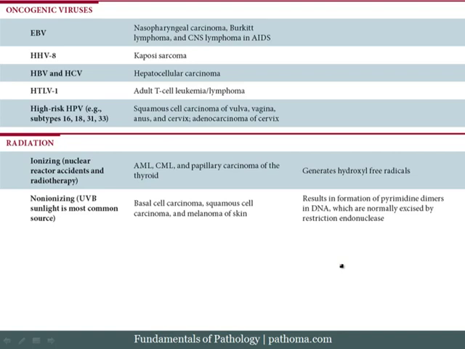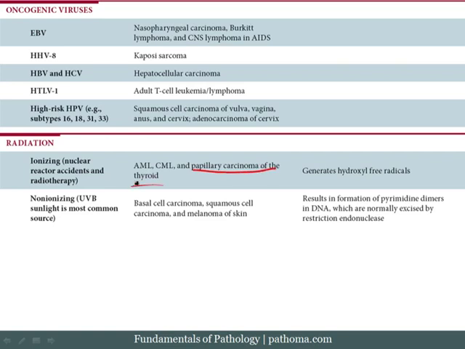Also, a third category of carcinogenic agent is radiation. And radiation can actually be subdivided into two types: ionizing and non-ionizing. Ionizing radiation is that which would be seen in a nuclear reactor accident. Unfortunately, they do occur, as we're well aware, especially with recent news. And so ionizing radiation does increase the risk for particular cancers, such as classically papillary carcinoma of the thyroid.